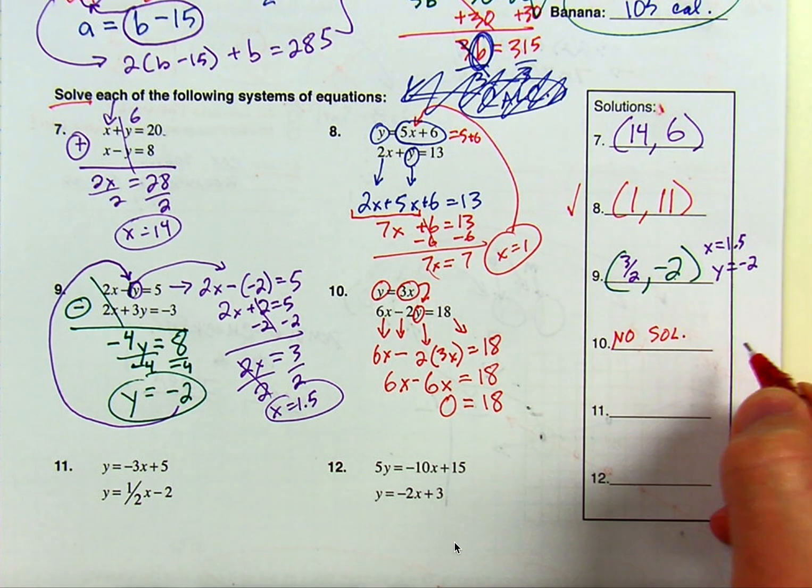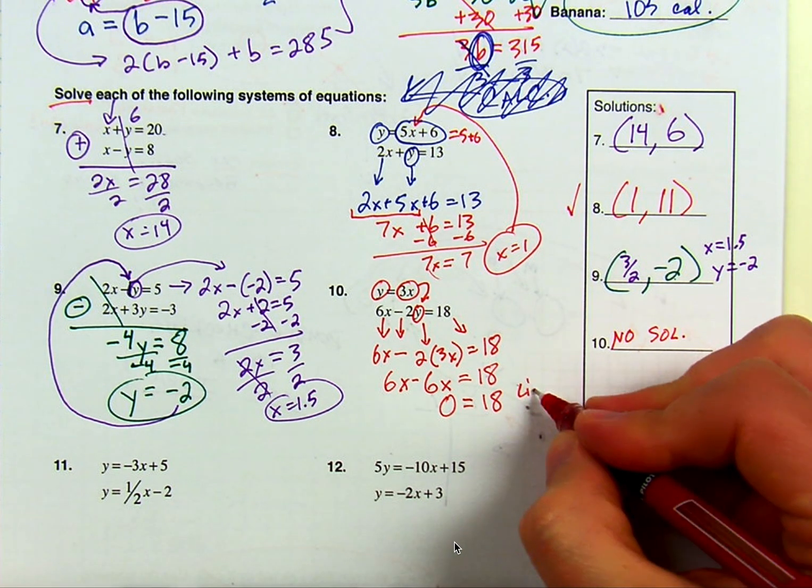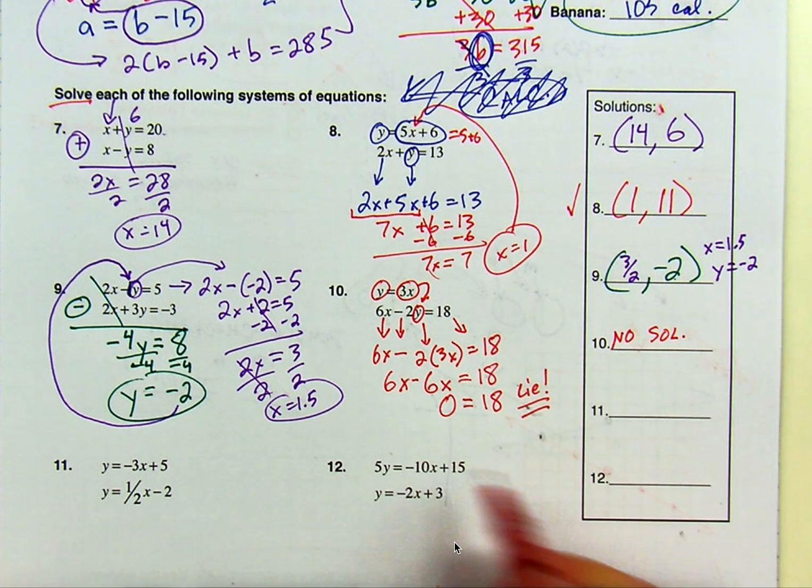No solution. No solution on this problem because this is a lie. 0 doesn't equal 18, right? So this system of equations has no solution.